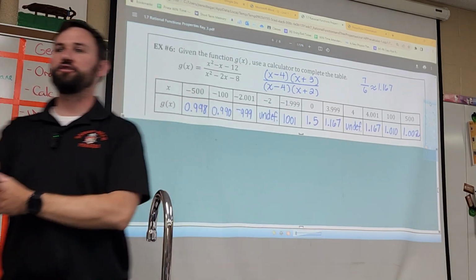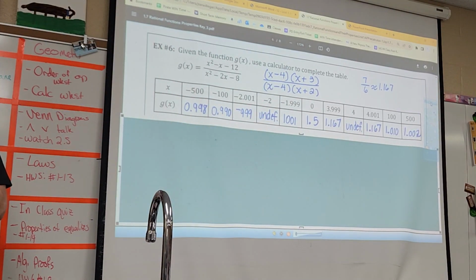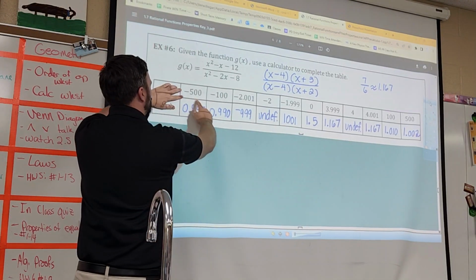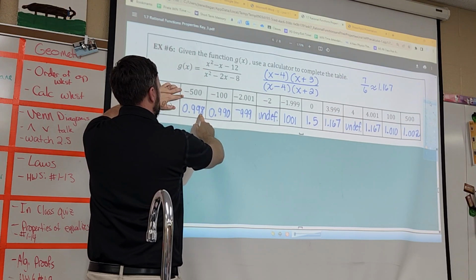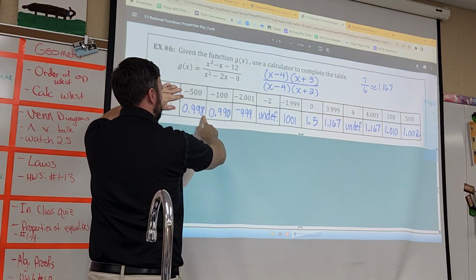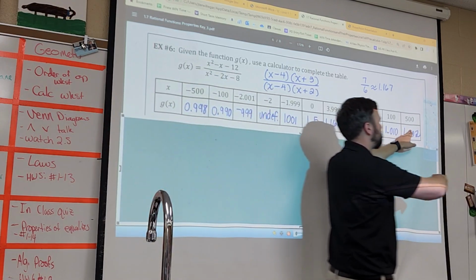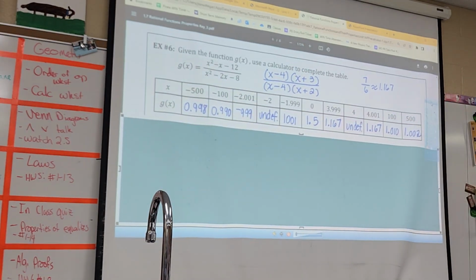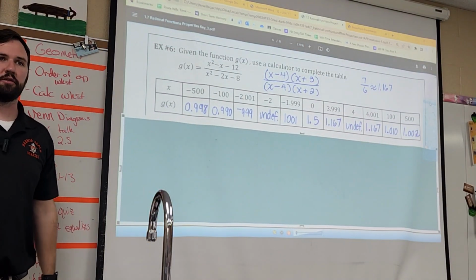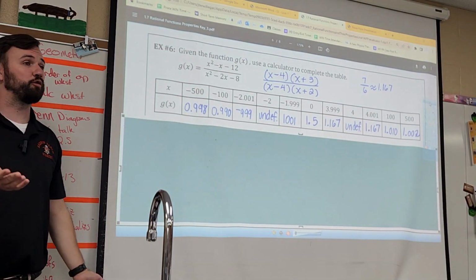So do you see how we can use a chart to see what's going on too? Now, as we get really small, what happens? 0.998. What's that getting really close to? 1. What's it getting really close to as we get really big? So what would that mean? 1's a horizontal asymptote. So do you see how we can use this chart to also see what's going on? It's the same as having a graph, right?